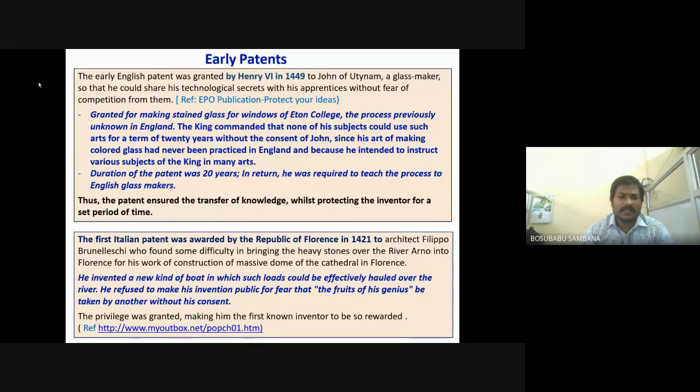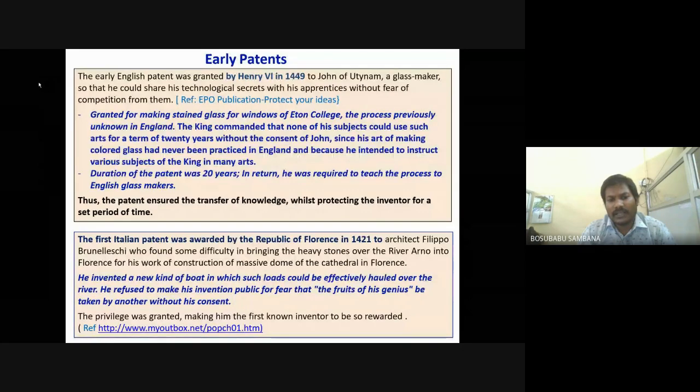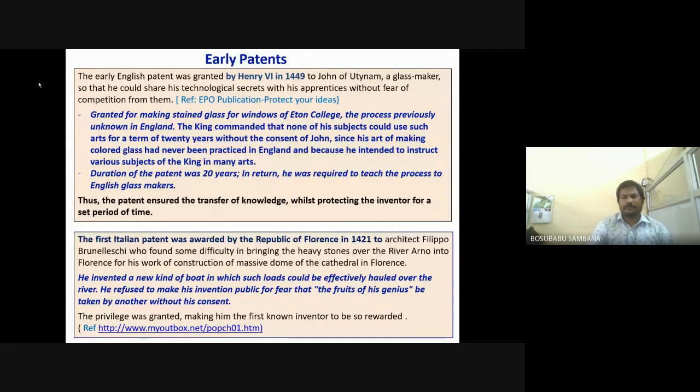The first Italian patent was awarded by the Republic of Florence in 1421 to architect Filippo Brunelleschi, who found some difficulty in bringing heavy stones over the river Arno into Florence for his construction of the massive dome for the Cathedral of Florence.